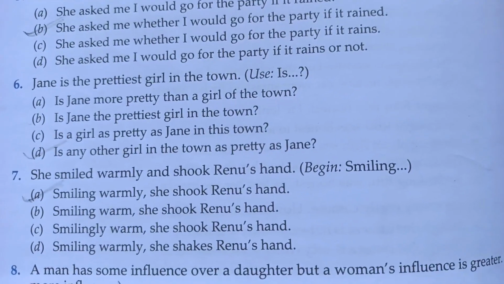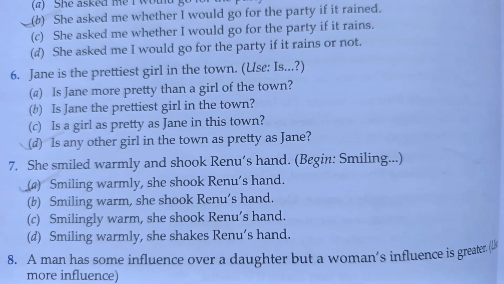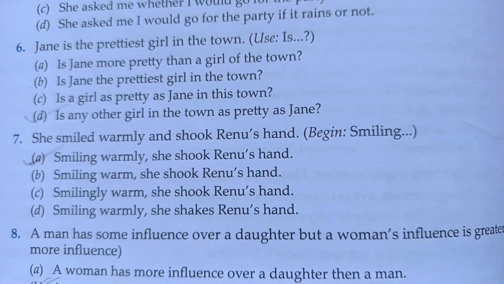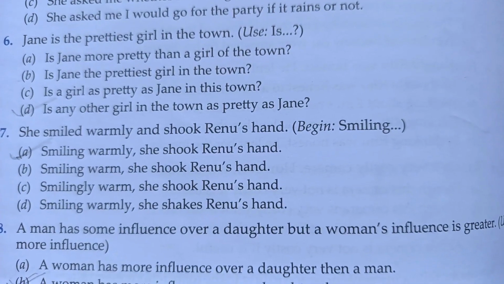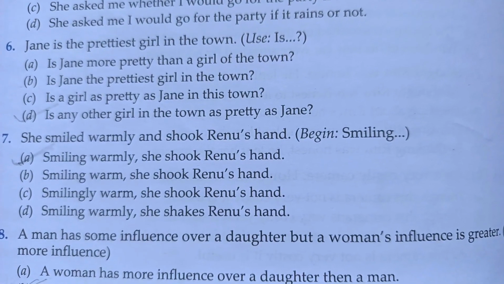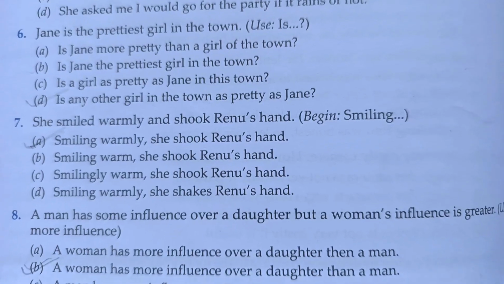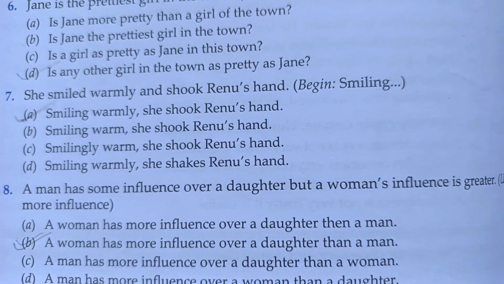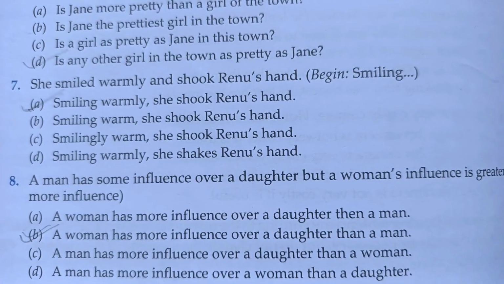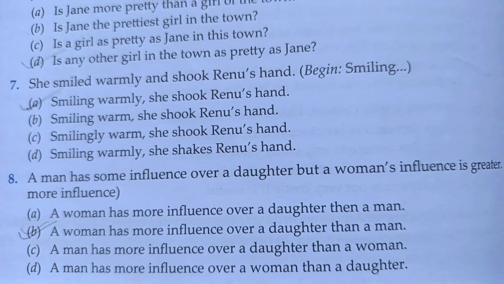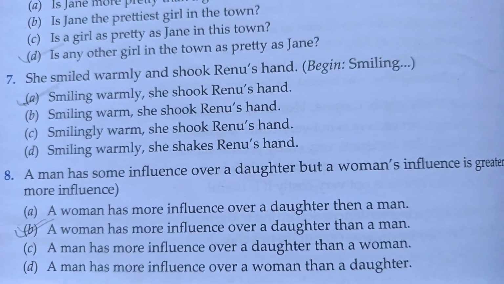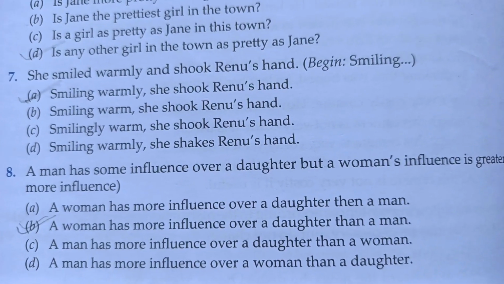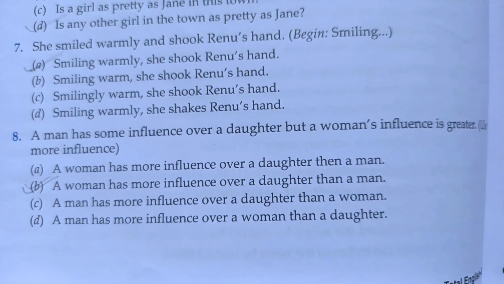Number 6, Jane is the prettiest girl in the town. So here option D is correct. Is any other girl in the town as pretty as Jane? Number 7, she smiled warmly and shook Renu's hand. So here option A is correct. Smiling warmly, she shook Renu's hand.